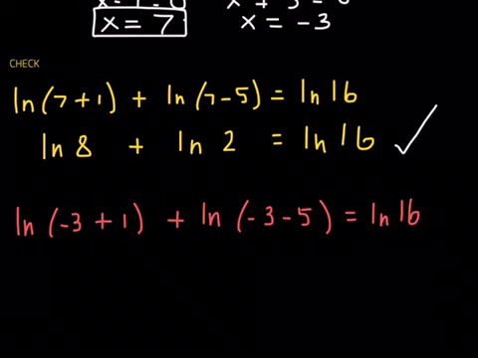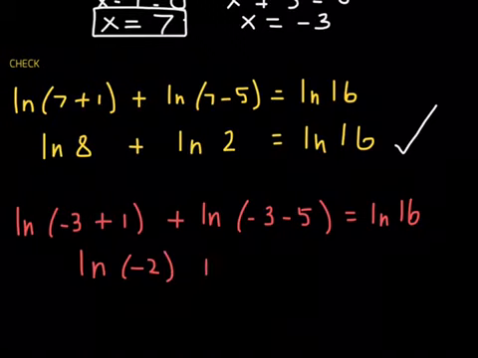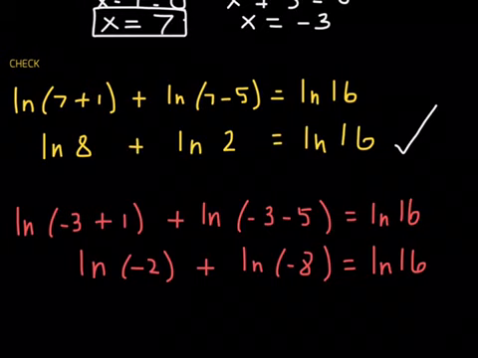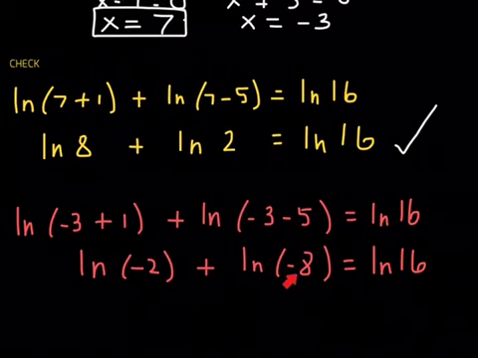All right, do you see that we're running into a problem here? Because you're going to get the natural log of -2, that argument is negative, plus the natural log of -8. This is a problem. If you refer back to your definition for log functions, the argument must be positive. So this is just telling you that x equal to -3 is not a valid solution.